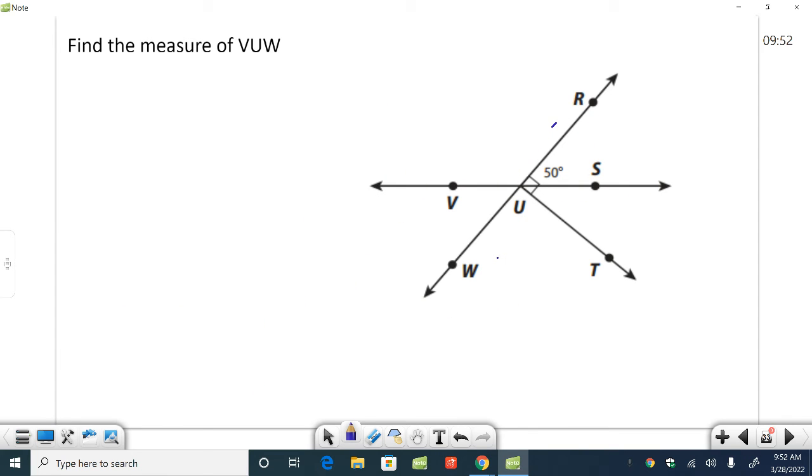V, U, W. So we're looking for V, U, and W. So angle V, U, and W. What would the measure of angle V, U, and W be? What do you think? 45 degrees. Why do you think it's 45 degrees? WUT is 90 degrees and SUT is 45 and VUW is 45. So 45, 45, 90 plus WT would be another 90, makes 180.